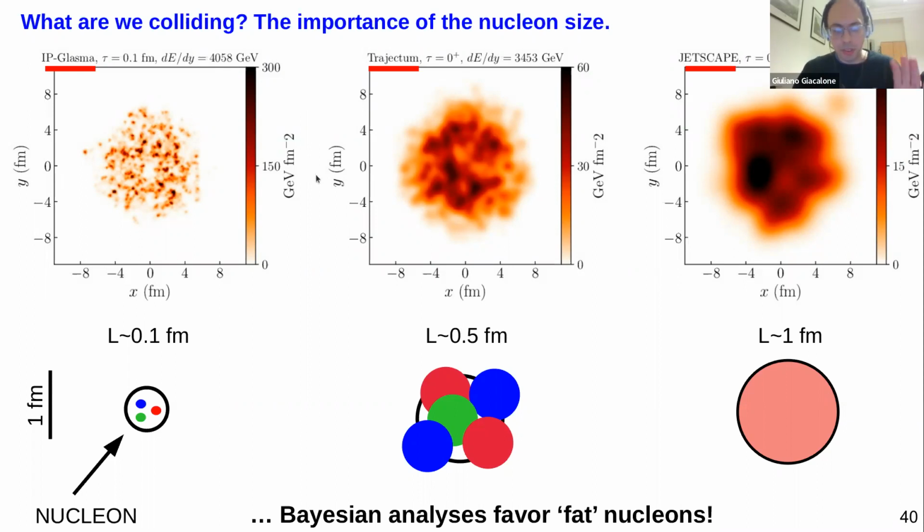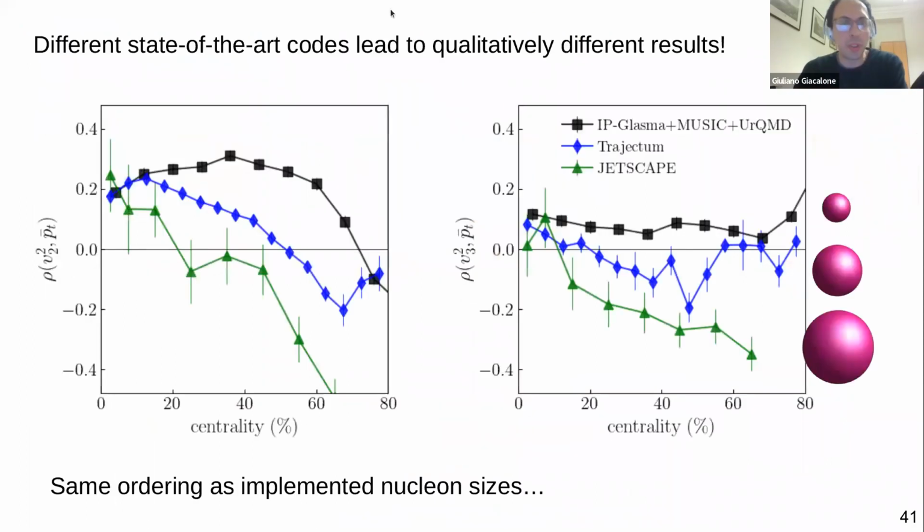So I will do a very straightforward thing and ask: what happens if you compute the V2 and V3 versus mean pT correlations in these models? This is what happens. It's shown in this plot, where I take the 3 frameworks: IP plasma plus MUSIC, Trajectum, which is Trento plus hydro, and JETSCAPE, which is also Trento plus hydro, just with different initial states. You see a completely remarkable difference between different state-of-the-art codes, even codes that have done the Bayesian inference from the same set of experimental data.